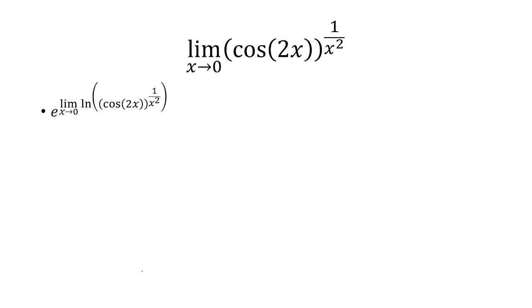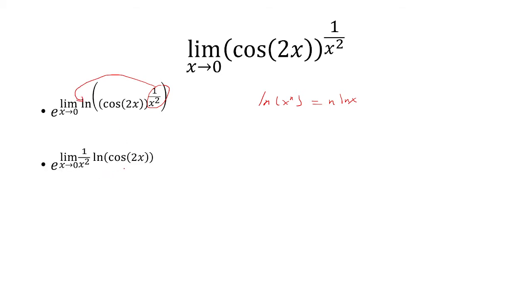Now the goal is to use L'Hopital's rule, but right now if I plug in x equals 0, I just get natural log of 1 over infinity, so that doesn't work. So why don't I use the natural log property? Whenever I have ln of x to the n, that's just going to be n times natural log of x. So the exponent here is going to be 1 over x squared, and that's going to come outside of the natural log. So we'll put that in front of the natural log.